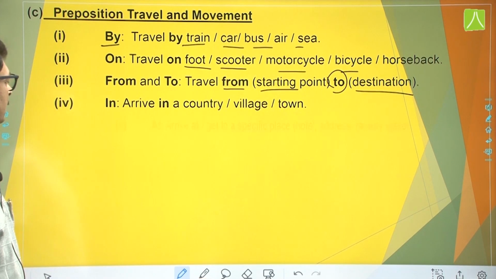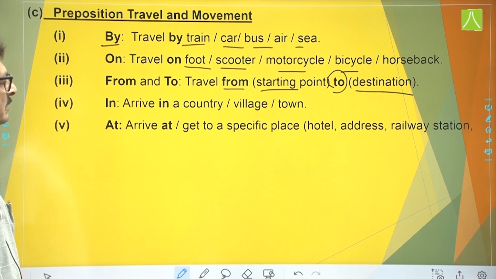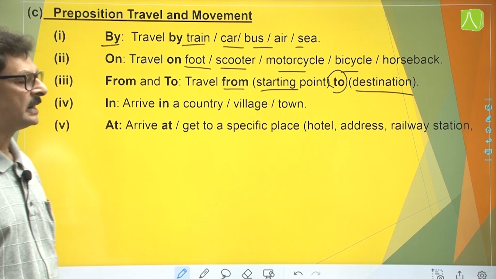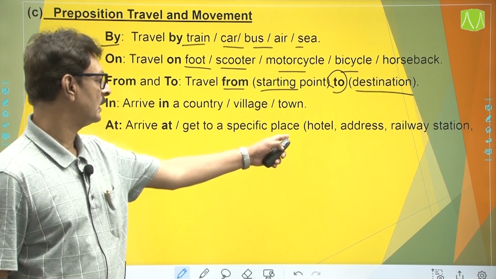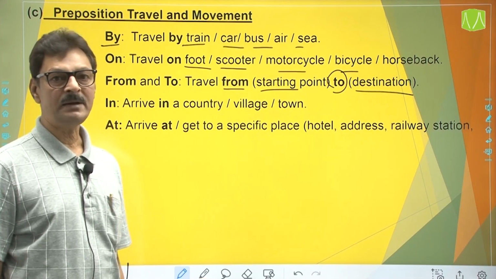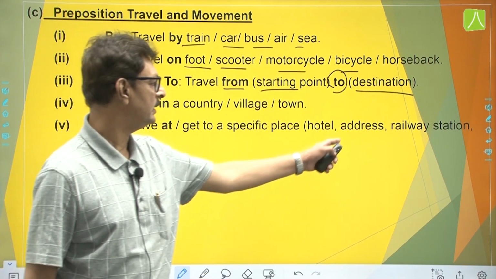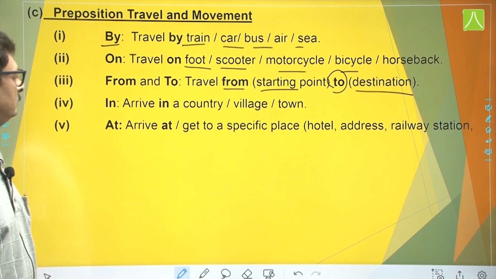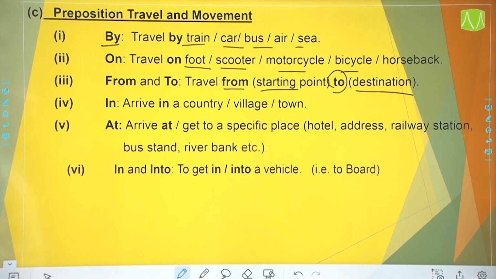We use in. At, arrive at, or to get to a specific place, hotel. Yes, we arrived at the Taj Mahal hotel. At, we arrived at his address in Kota. At. बस स्टैंड के लिए, रिवर बैंक एक्सेट्रा we use at. इन कहाँ यूज होते हैं?